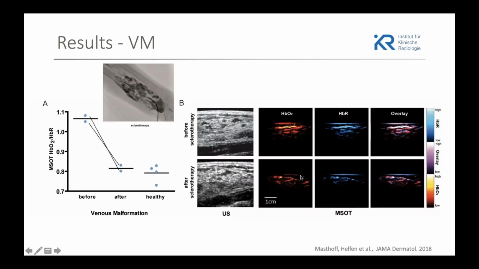For the venous malformations and the percutaneous sclerotherapy, both patients dropped to healthy tissue. You see there's nearly no difference in the ultrasound imaging, which you only had before, and with MSOT, you see a clear difference of the intrinsic biomarkers, in this case, hemoglobin of the lesion.